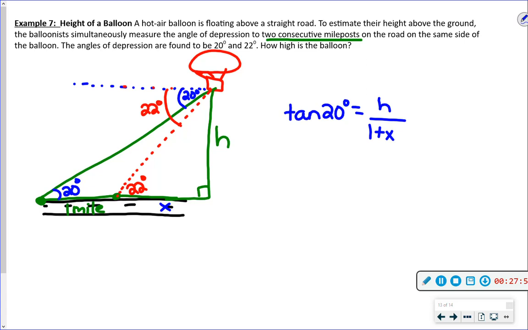Now I'm just going to let that sit there for a second. I know I have multiple variables in it. I know it's a hot mess. I'm going to try to set up another equation with my red 22 using tan again. Opposite h, adjacent x. So I can write h over x on top.